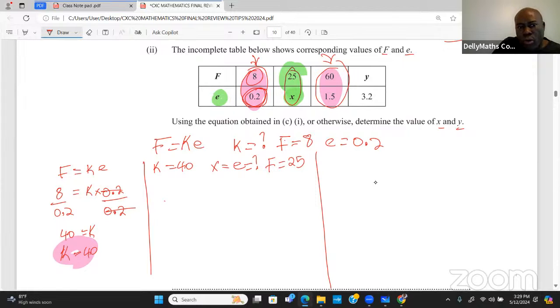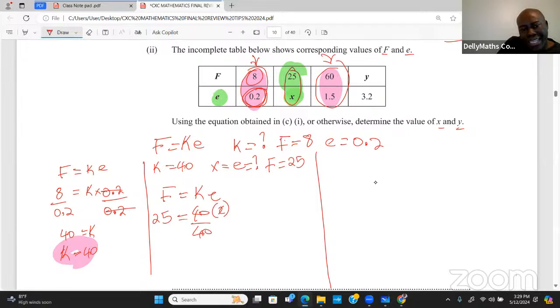So we could set up our formula back by saying, remember, that F is equal to KE. F is 25. Let's substitute. 25 is equal to K, K is 40, times E. Now, all we're going to have to do is to find E. But remember, E is now X. Let me put it in parentheses right here beside it, because this E value is called X, so that you could see the point.